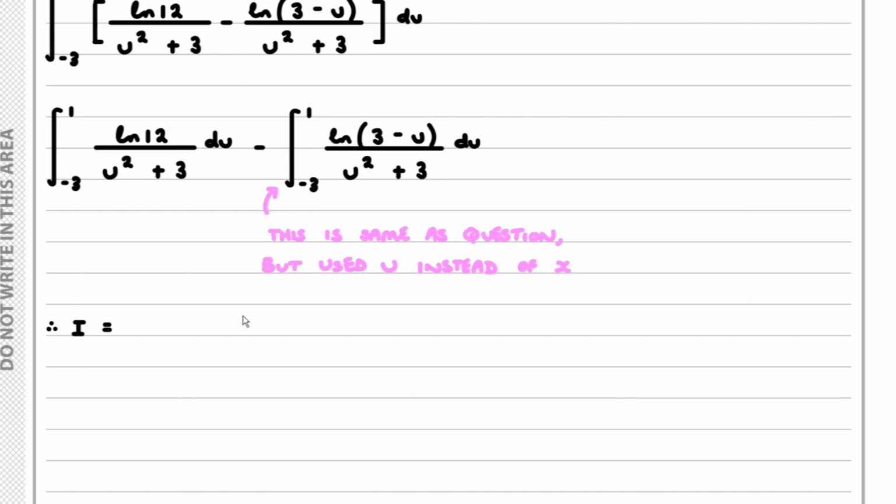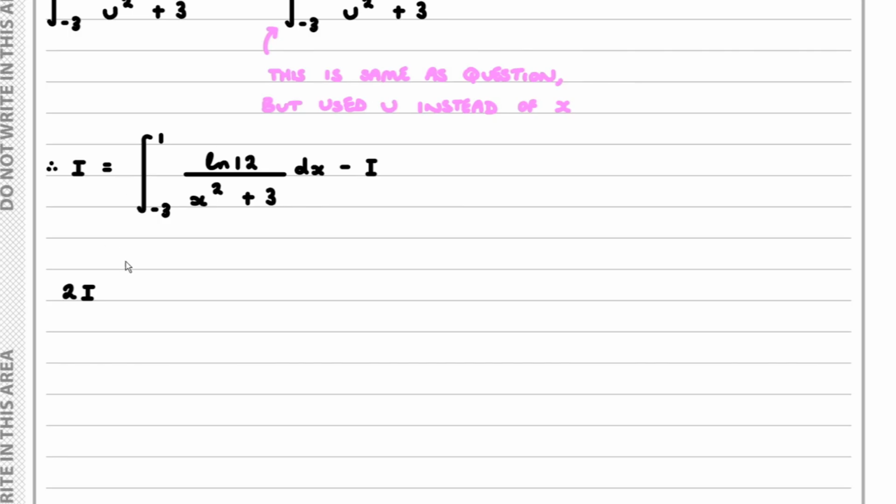which is all of this result, so I equals all of this. We have I equals the integral of the natural log of 12 over x squared plus 3 dx, subtract I, which is this bit. So this bit is what I is. So we've got I, which is all of this, and recognizing this is exactly what the question's asking us to find, we would have I equals the integral from negative 3 to 1 of the natural log of 12 over x squared plus 3 dx, subtract I. So we've got 2I equals the integral of the natural log of 12 over x squared plus 3 with respect to x from negative 3 to 1.